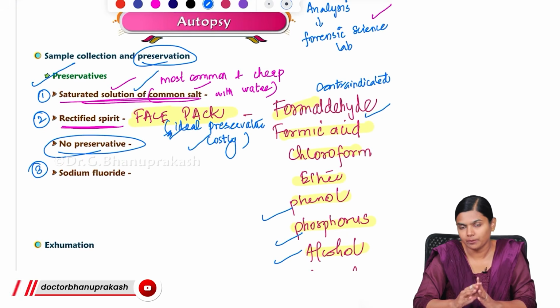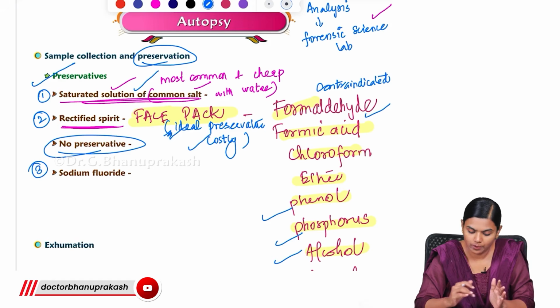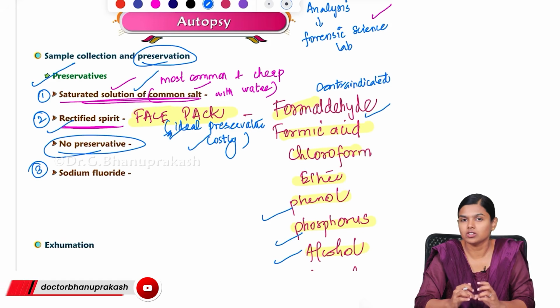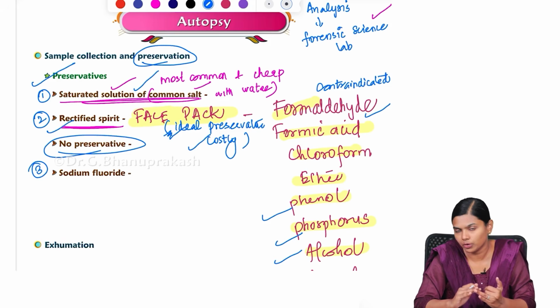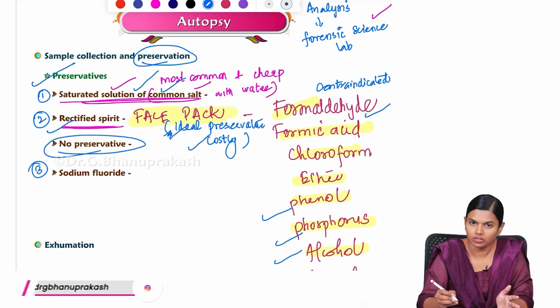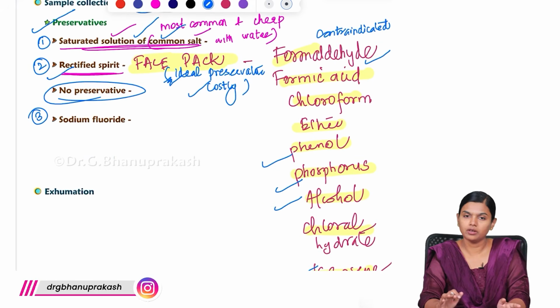Clear? Normally, a saturated solution of common salt is used, because although rectified spirit is an ideal preservative, it is costly and contraindicated in a few important poisonings. We are using the salt solution only. So this is the use of the preservatives.